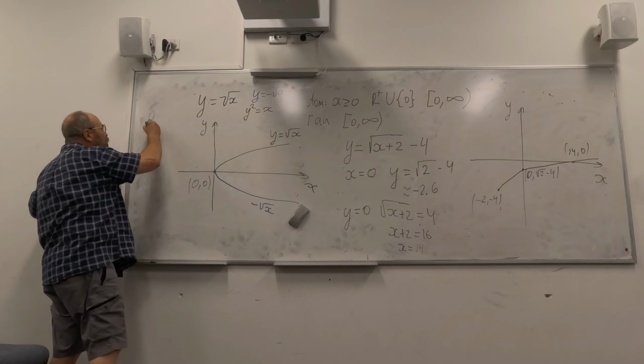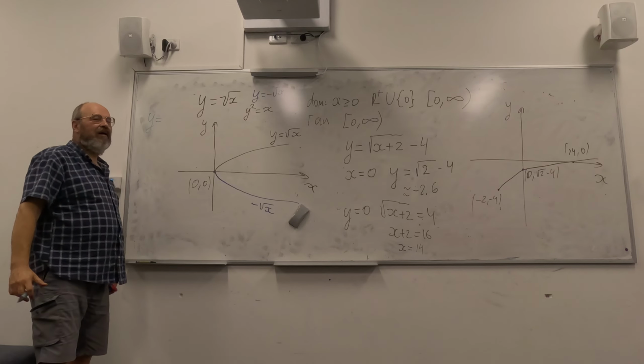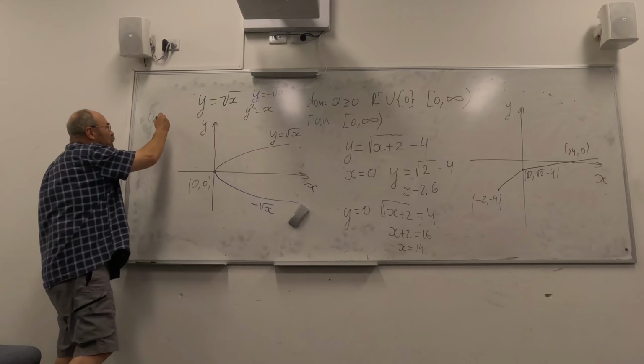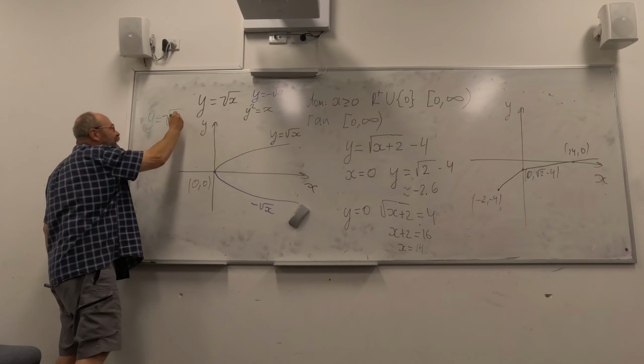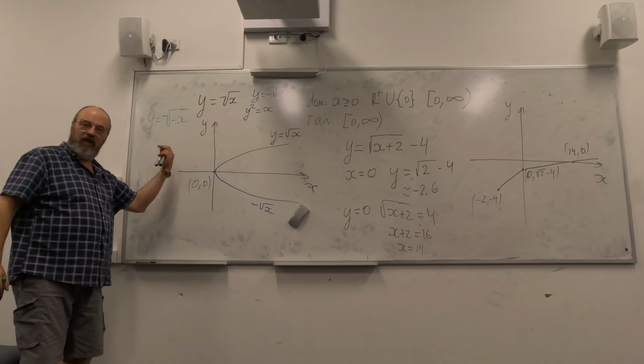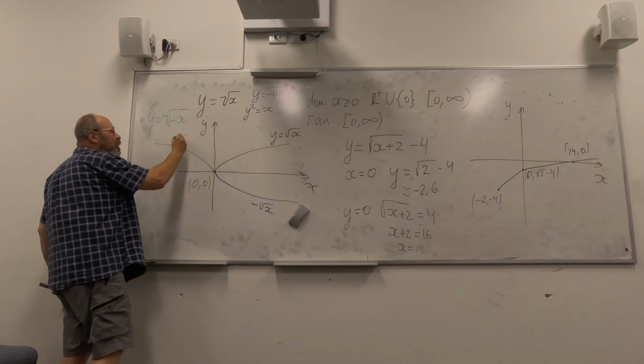y equals... Not trying to do this, just trying to write. I think we should pay attention: square root of negative x. That's just the flipping. That is the reflection in the y-axis, so that will be the graph.